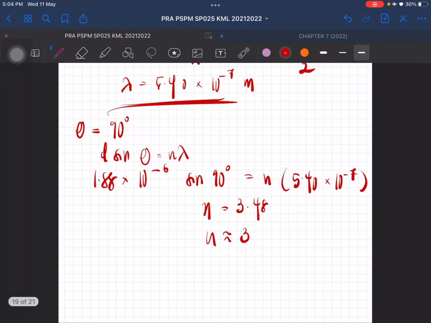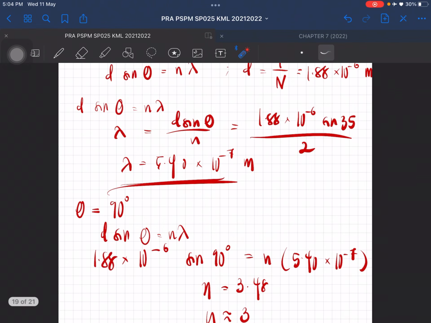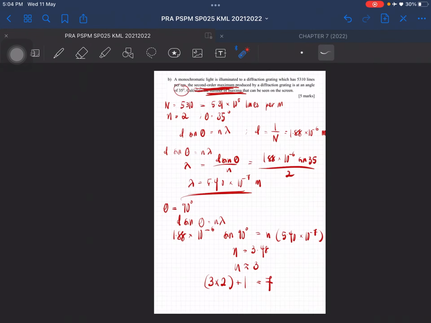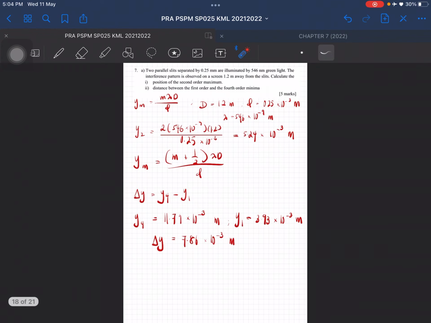Okay, so the number of maxima that can be seen, maxima is the bright fringe. So we are going to multiply it by 2 and plus 1 for the central bright fringe. So this is equal to 7. Okay, so why do we multiply it by 2 is because we have the positive and the negative order values. Remember, so this is the central bright fringe, then we have the positive value bright fringes, and then we have the negative value bright fringes below. Alright, okay, so that is chapter 8 and question number 7.